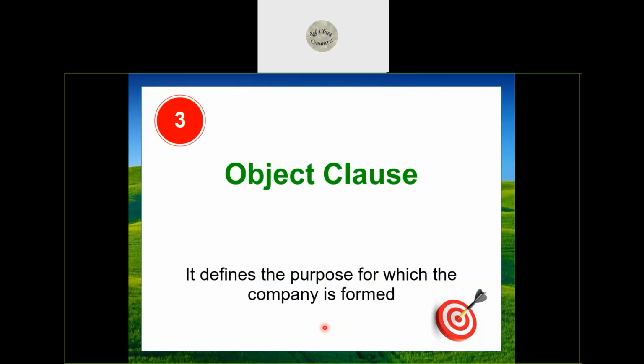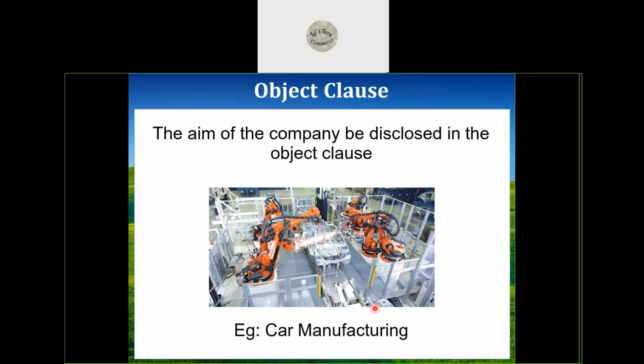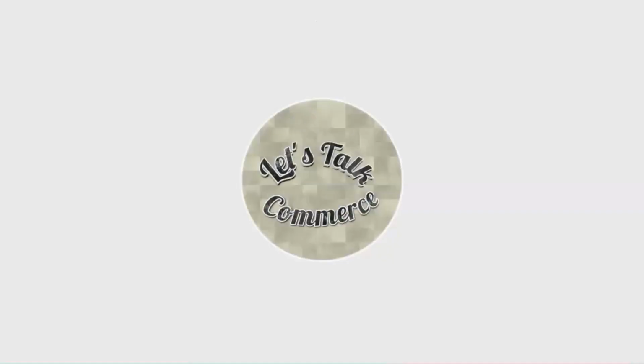Now coming to object clause. Object clause का मतलब है किस पर्पस से वो कंपनी बनाई जा रही है, कंपनी का पर्पस क्या है बनाने का. It defines the purpose for which the company is formed. What a beautiful picture is given in the slide. The aim of the company should be disclosed in the object clause, that we want to manufacture cars, we want to manufacture shampoos, we want to manufacture bottles. So the aim of the company should be written in the object clause.